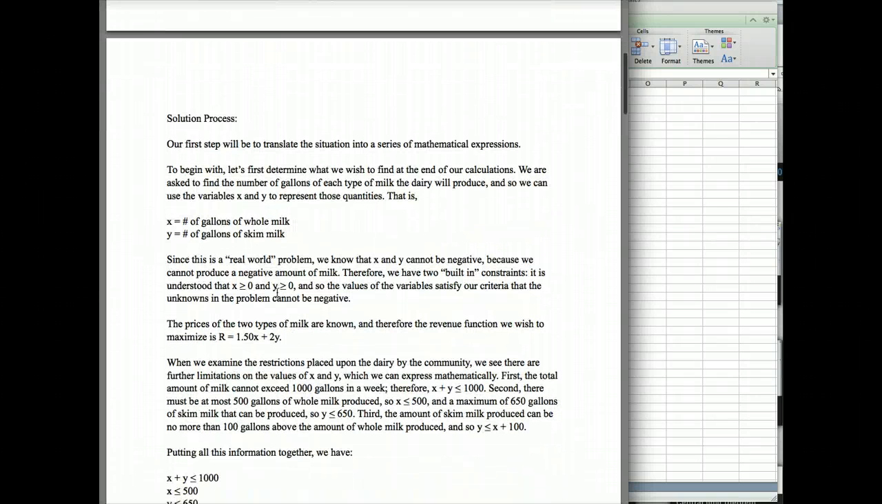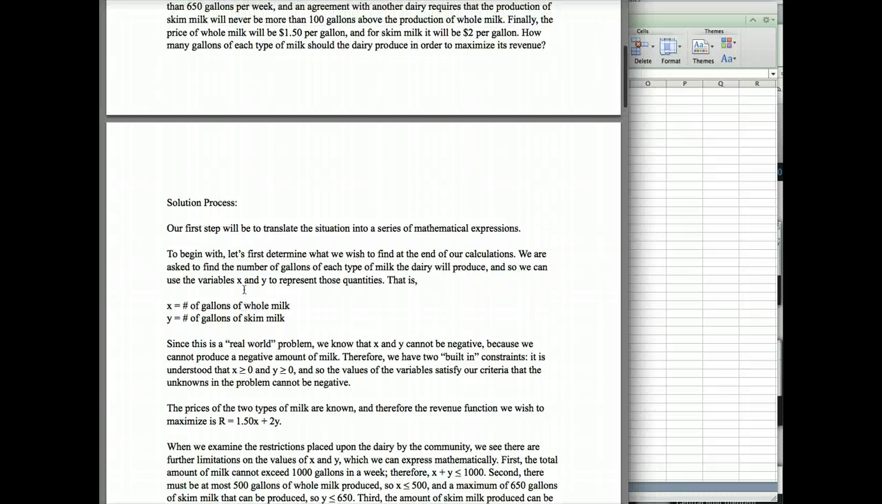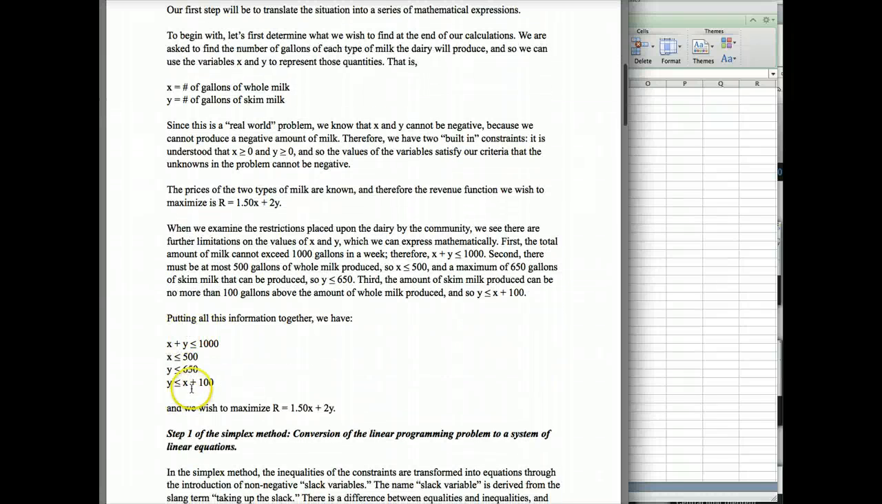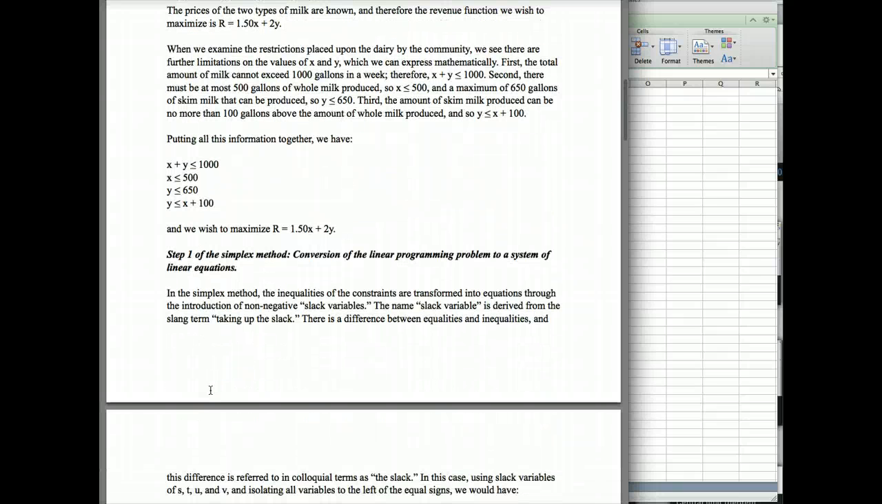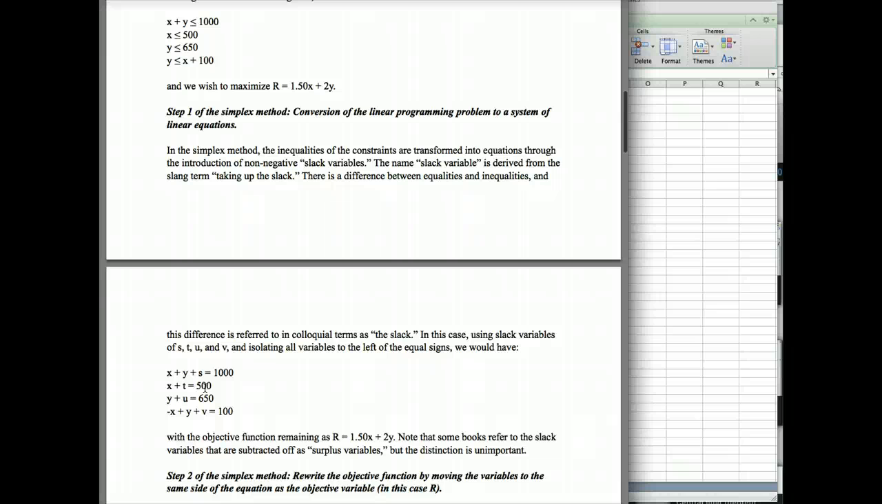And we're also going to go ahead and set up our conditions. What you notice is that we're never going to produce more than 1,000 gallons total, so x plus y is less than or equal to 1,000. Never more than 500 gallons of whole, 650 of skim, and the other one we looked at was that skim milk will never be more than 100 gallons above the production of whole milk. So whole milk plus 100 will always be greater than or equal to that of skim. So the first thing we have to do before we talk about the Simplex method is we have to get everything solved.